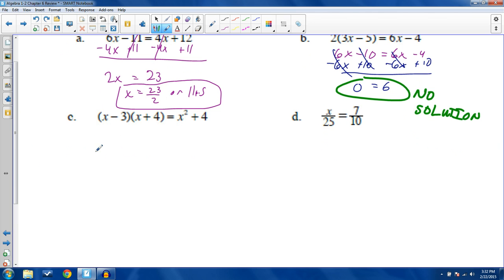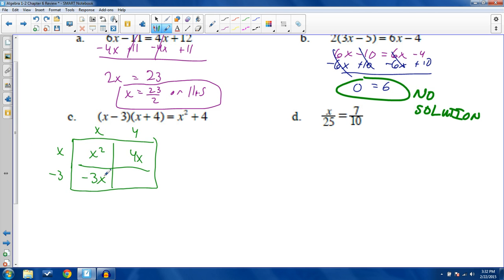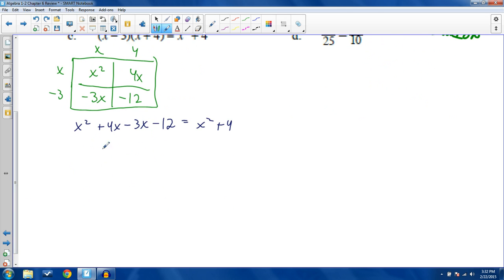Part C, I'll go ahead and use a generic rectangle because I want you to make sure that if you don't know how to do this, this is probably the way you want to go about it. To set that up, x minus 3 times x plus 4. X times x is x squared. X times 4 is 4x. X times negative 3 is negative 3x. Negative 3 times 4 is negative 12. So on the left side, I can rewrite my expression as x squared plus 4x minus 3x minus 12 equals x squared plus 4. Before I isolate this, let me combine like terms right here to simplify. 4x minus 3x is 1x.